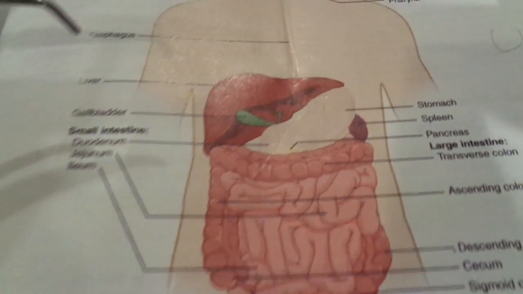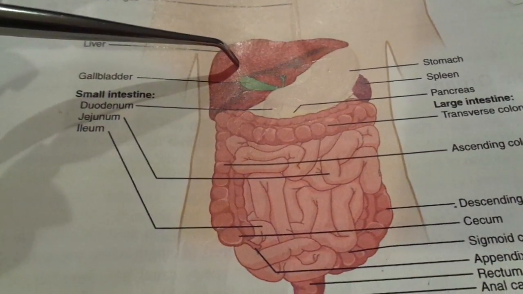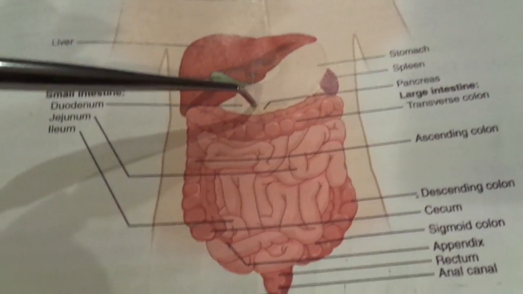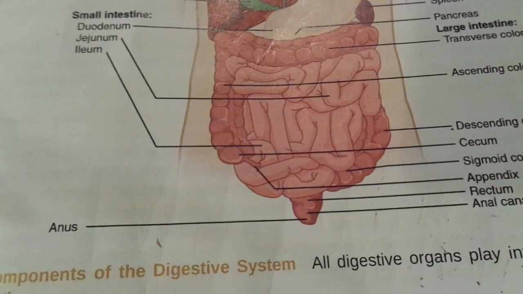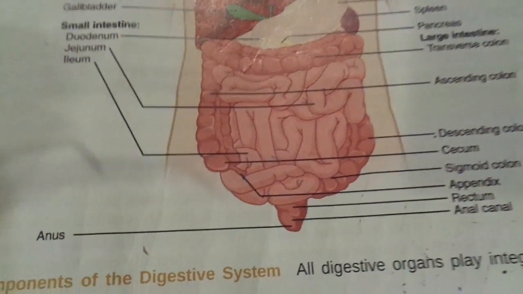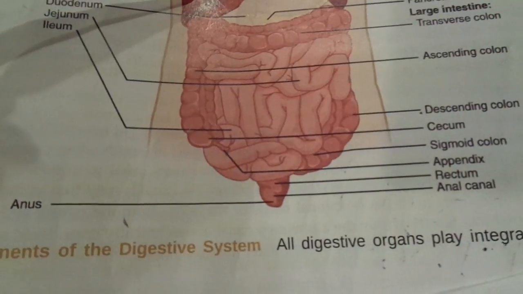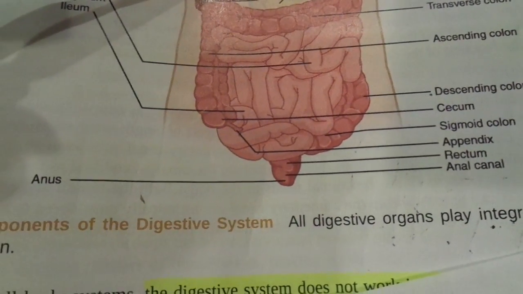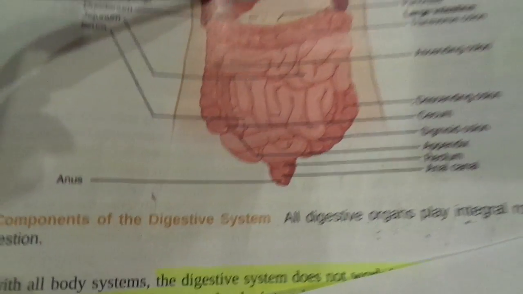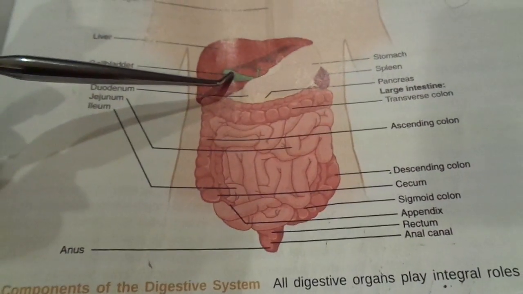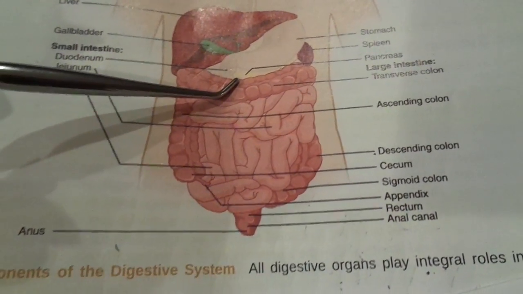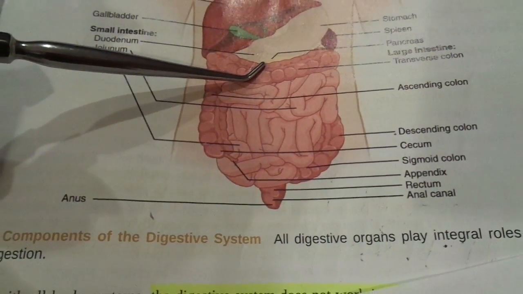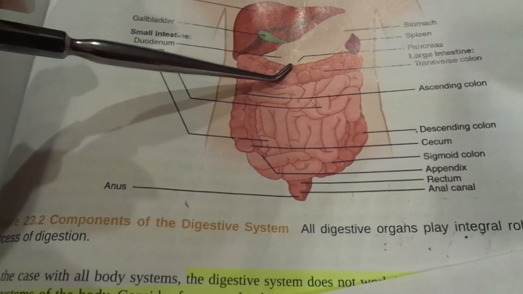And then just naming the accessory organs again: the liver, the gallbladder, which is right here, and the pancreas. The liver produces bile salts. The gallbladder stores, concentrates, and releases the bile. So again, the liver produces the bile salts, and the gallbladder stores, concentrates, and releases the bile. And then the pancreas, which is right here, would produce digestive enzymes and bicarbonate.